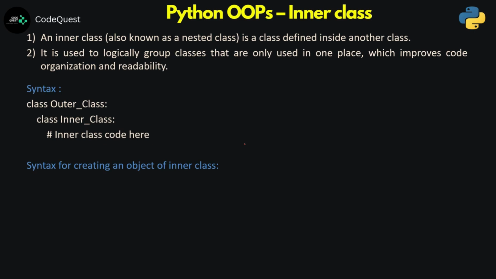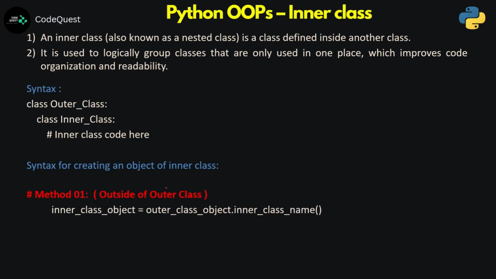Now once we define an inner class, how can we create the object of the inner class? Earlier when we created an object of a class, we just took object name equal to the class name, right? But now the inner class is not available independently, rather it is part of a particular class. So now there are two different ways to define the object of an inner class.